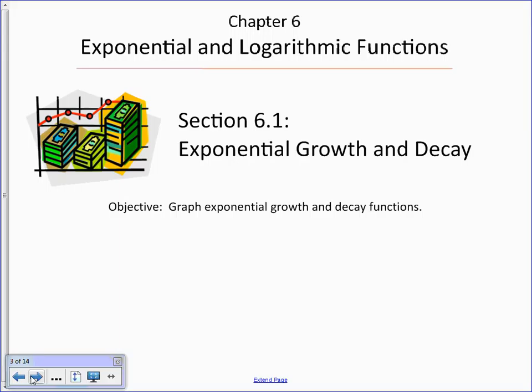So today it's really just an introduction into growth and decay. I'm going to start off with a definition of exponential growth and decay. And that begins with, what is an exponential function? What makes something an exponential function? We're going to say in exponential functions, and this includes both growth and decay, the variable is in the exponent.